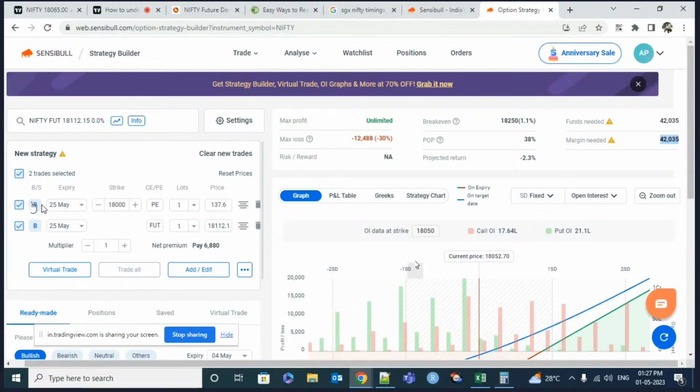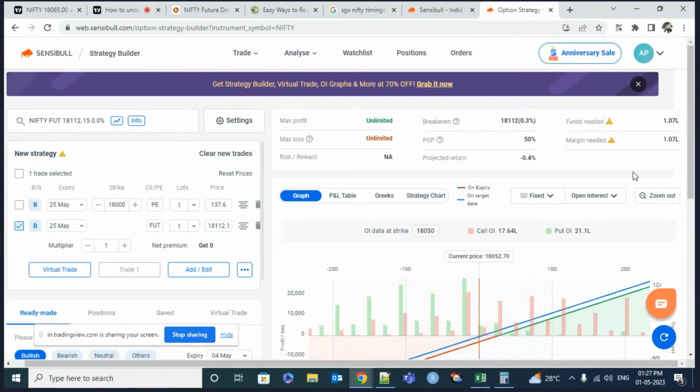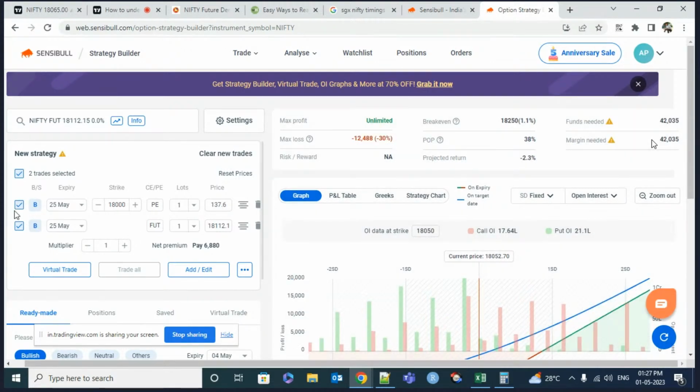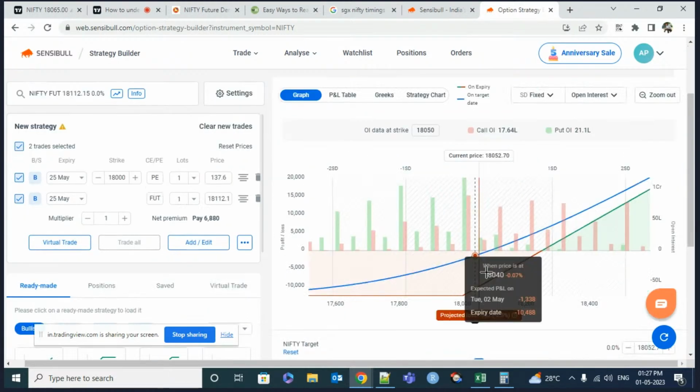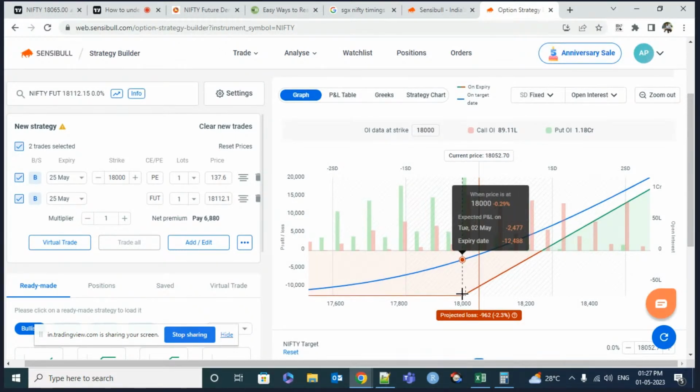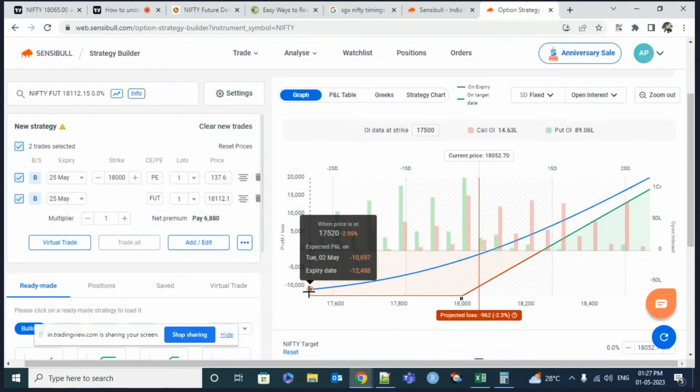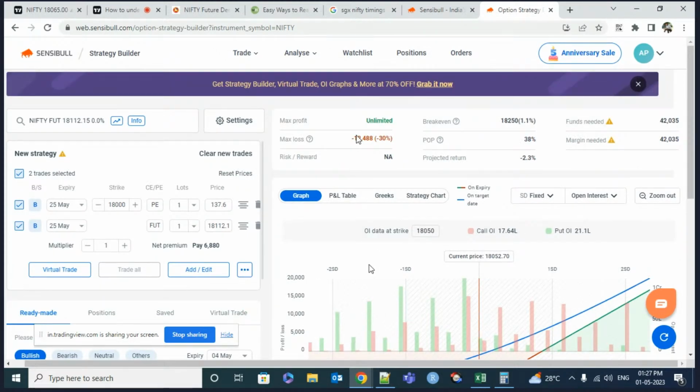Assume now I am killing this option leg. See here, you need 1.7 lakhs, 1 lakh 7,000 capital for the margin, in case you buy only the future. If we add one leg of option, you need just 42,000, where your maximum risk, even though the market goes beyond any level, beyond 18,000, and goes to any loss extent, the max loss you can incur is just 12,500 bucks. That's it. So this Sensible is one tool.